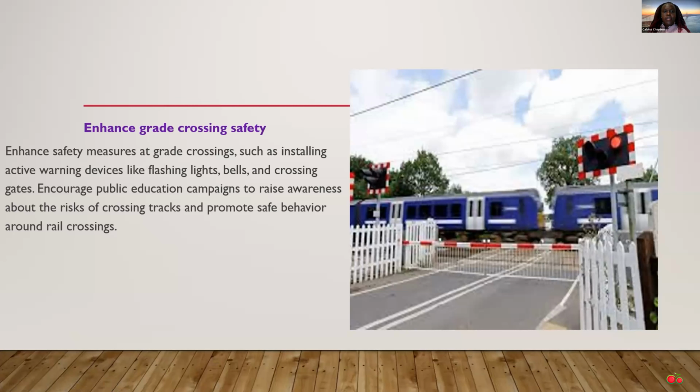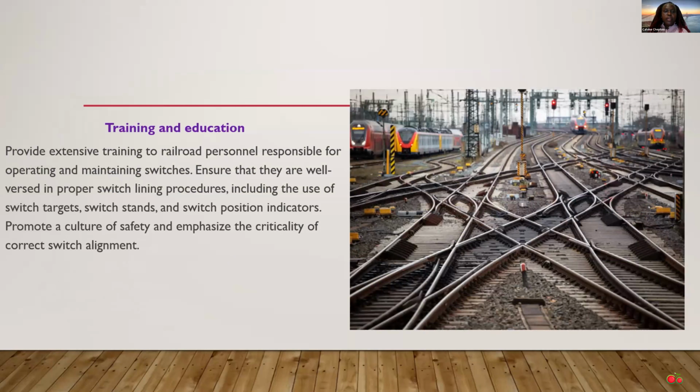I suggest that they enhance safety measures at grade crossings, such as installing active warning devices like flashing lights, bells, and crossing gates, and encourage public education campaigns to raise awareness about the risk of crossing tracks, promoting safety. And my second suggestion is to reduce the number of accidents that are caused by the switch improperly lined.